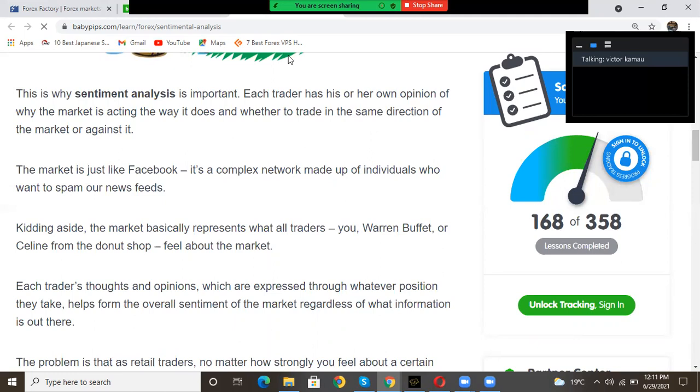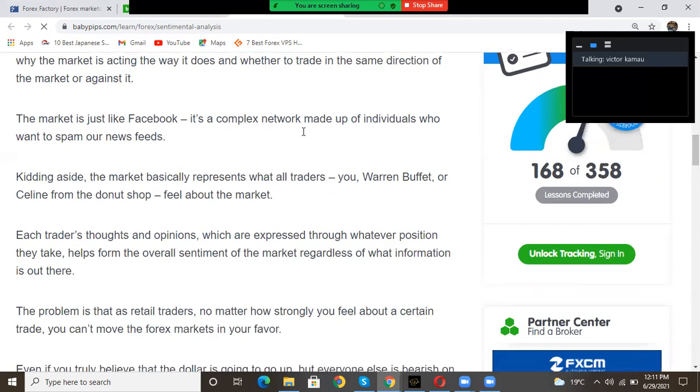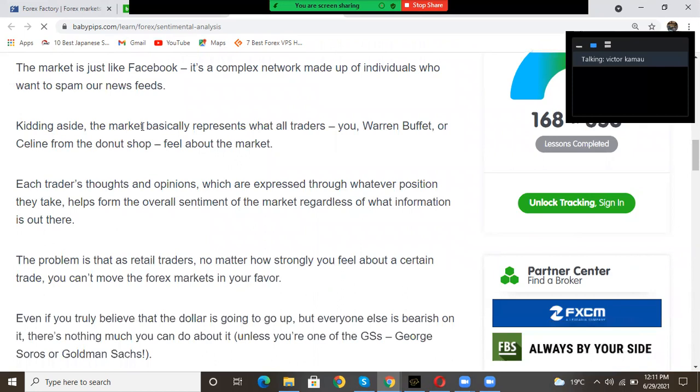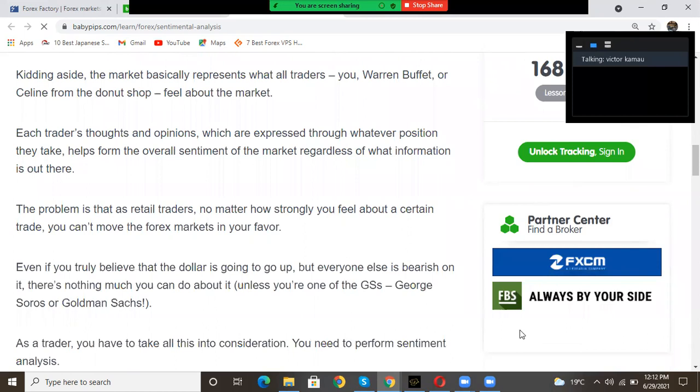It's just like Facebook. What is it all about? It's a complex network made up of individuals who want to spam our news feeds. Anyway, kidding. The market basically represents what all traders feel about the market. So this is each trader's thoughts and opinions.